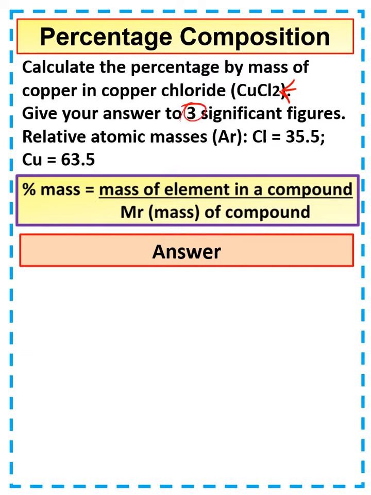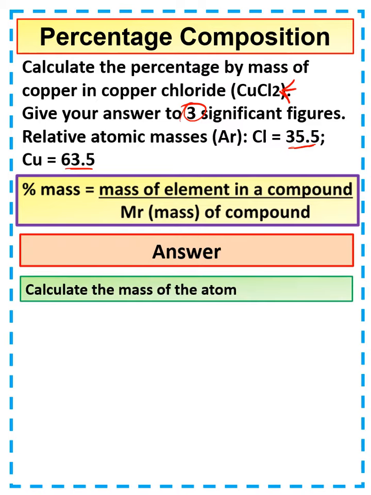So the relative formula masses are 35.5 and 63.5. Remember that you are not given these equations in the chemistry exam. So you need to remember that the percentage by mass is equal to the percentage of the element in the compound divided by the Mr of the compound.